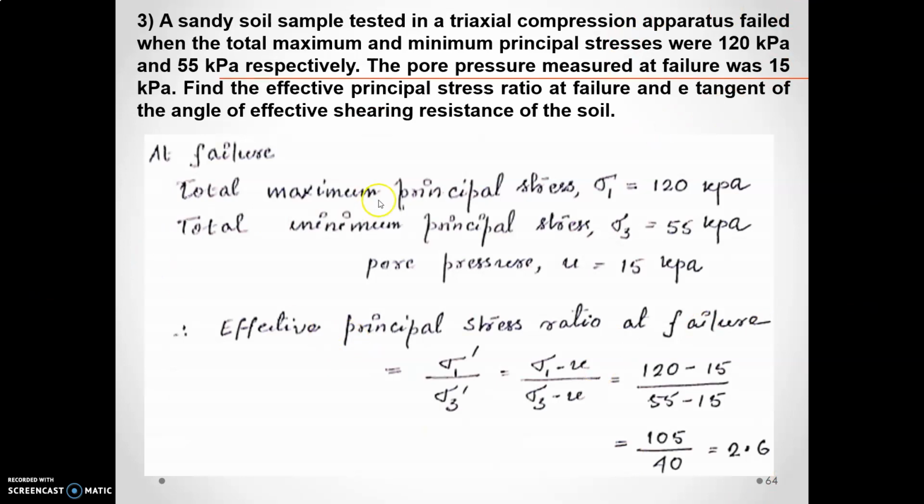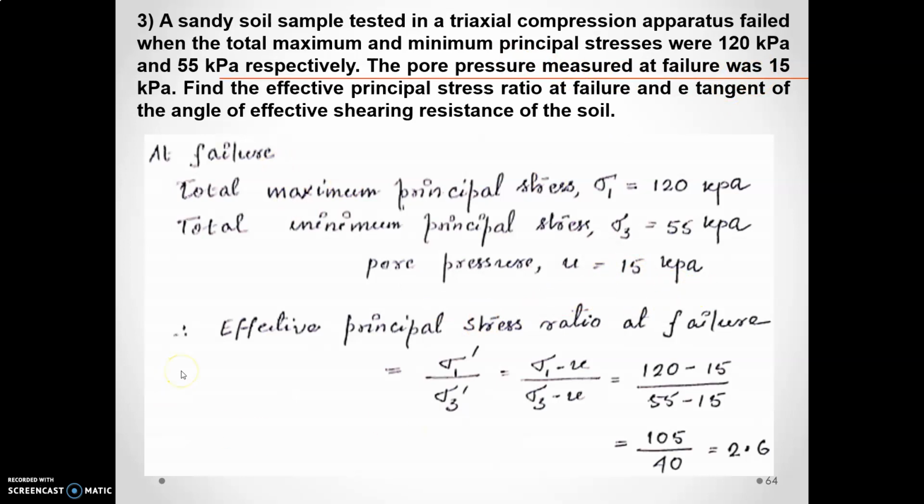So what's given here? Total maximum principal stress sigma 1 is equal to 120. Here it is given maximum and minimum principal stresses are 120 and 55 kPa. So maximum principal stress sigma 1 is equal to 120 and sigma 3 is equal to 55, and pore pressure, that is U, is equal to 15 kPa.